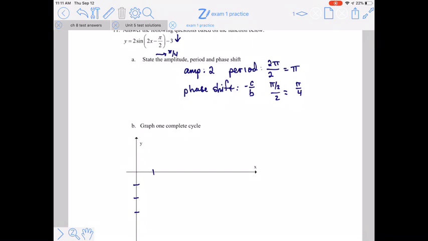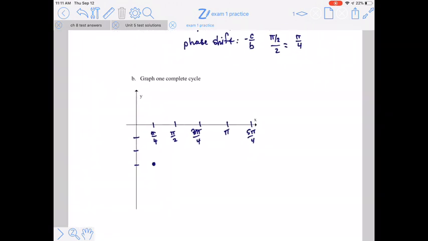In this case, I'm going to shift, so let's see, pi fourths, pi halves, 3 pi fourths, pi. So if I go to the right pi fourths of a unit, and then down 3 units, that would give me a point right here. So what I'm going to do is create a new set of axes.